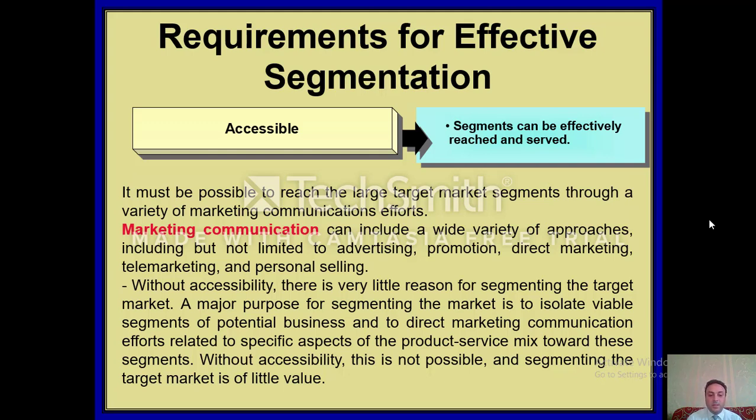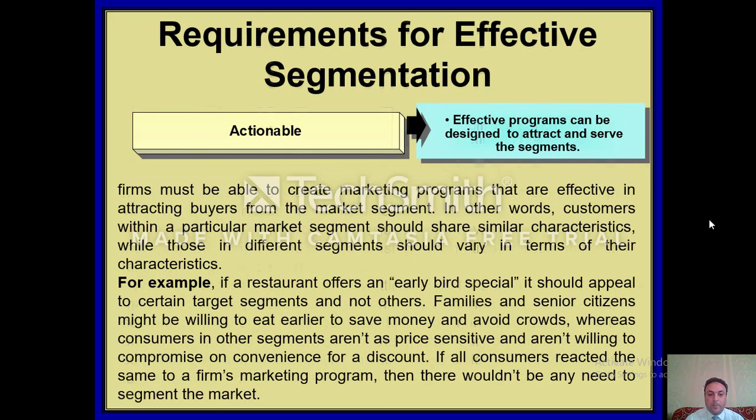So, without accessibility, there is very little reason for segmenting the target market. Maybe it is a potential market, a good market, a large market, but there is no access to this market. A major purpose for segmenting the market is to isolate viable segments of potential business and to direct marketing communication efforts related to a specific aspect of the product service mix towards these segments. Without accessibility, this is not possible, and segmenting the target market is of little value.